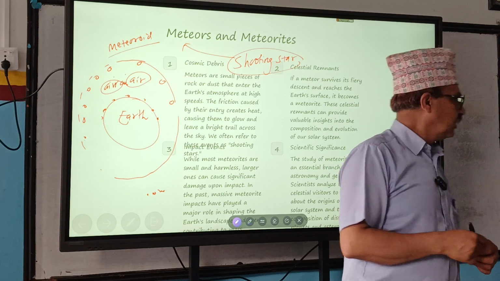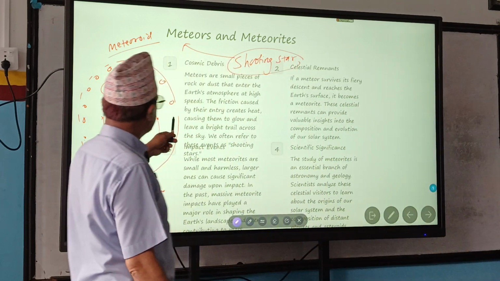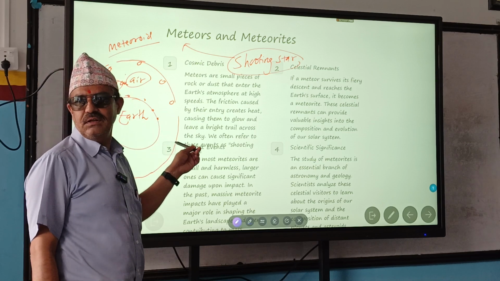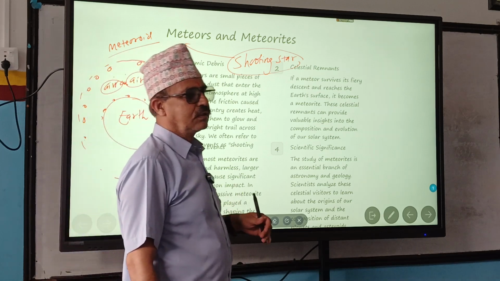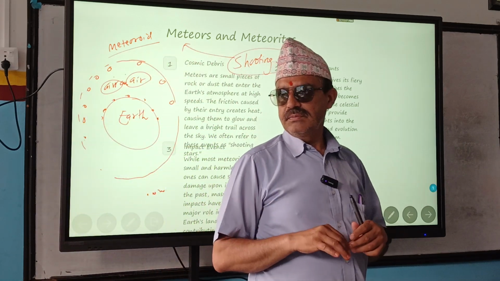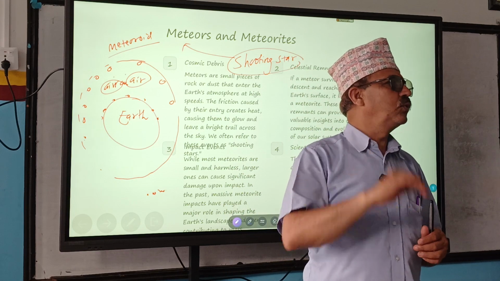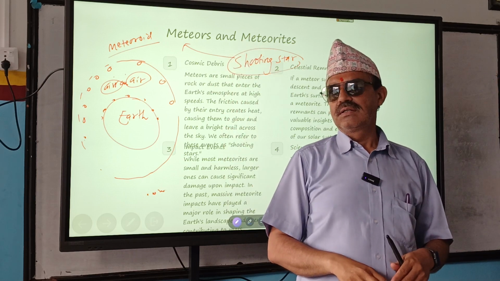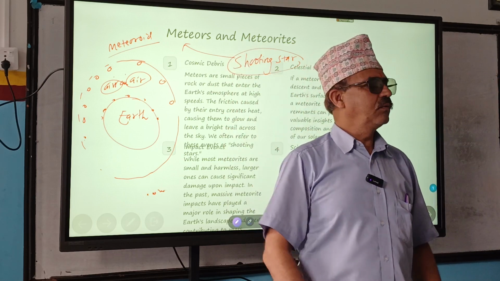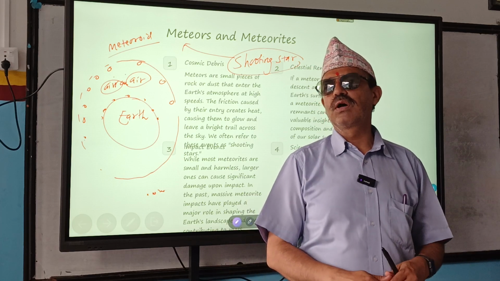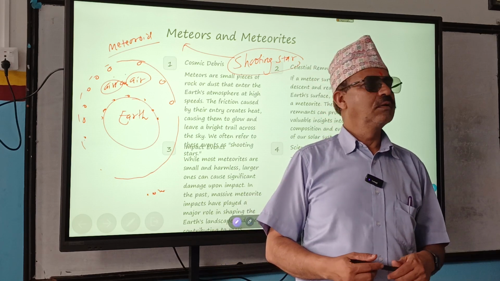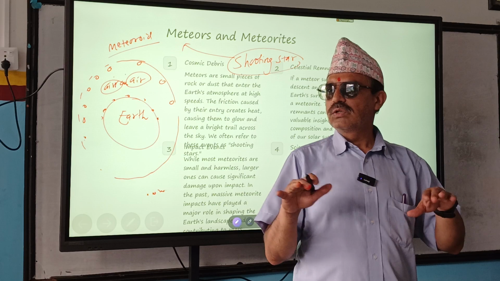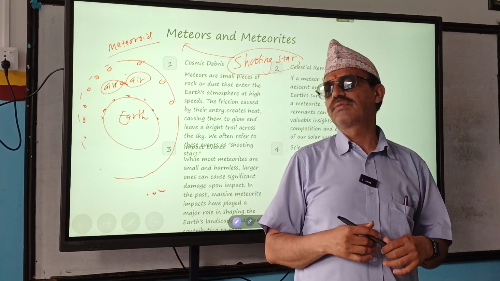Right? And if it is bigger in size, then it may not burn completely. Some part will remain and fall down. That is called a meteorite. Nowadays there is the Atlantic Ocean. It is said that earlier there was no ocean. A big meteorite fell in that place. Then the part went down, it was filled with water, and the ocean was formed. In America also, there is one region, right now I forgot the name, where a big meteorite has fallen, right?